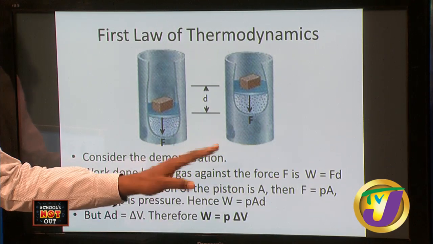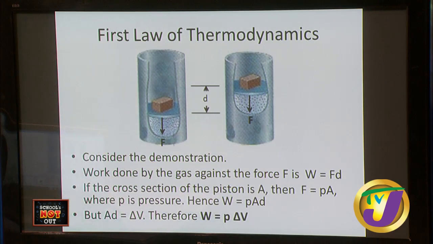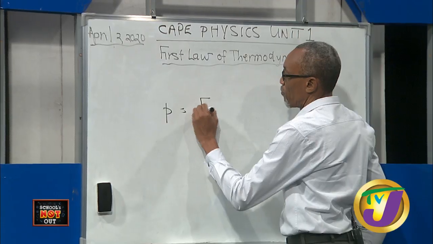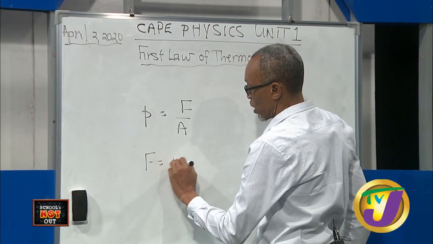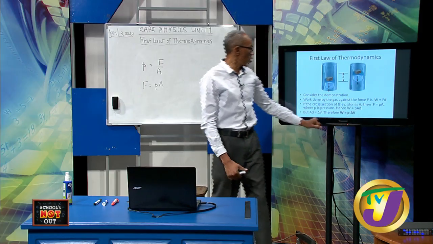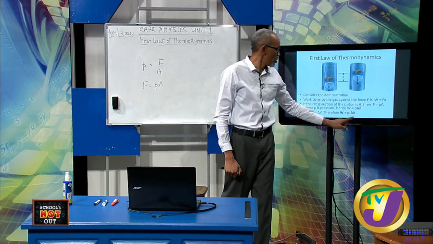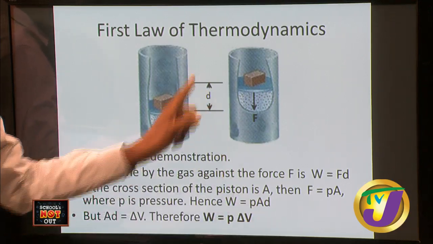But we know also that force is equal to pressure times area. You remember pressure is equal to force over area, so that force would be equal to pressure times area. All right, so force is pressure times area. And then we substitute pressure times area for force in here. So we will get that work is equal to pressure times area times the displacement.